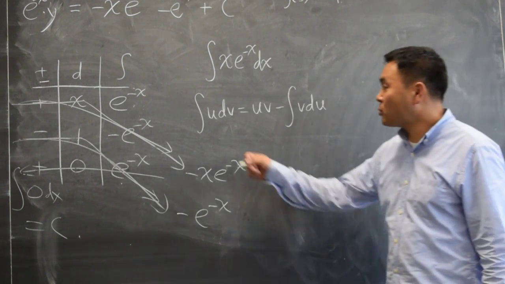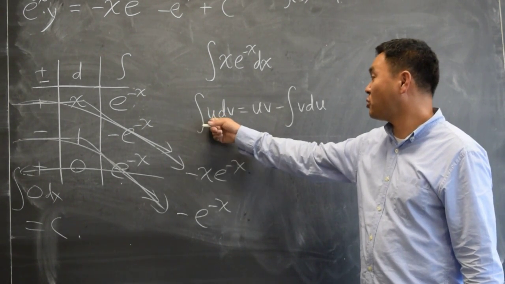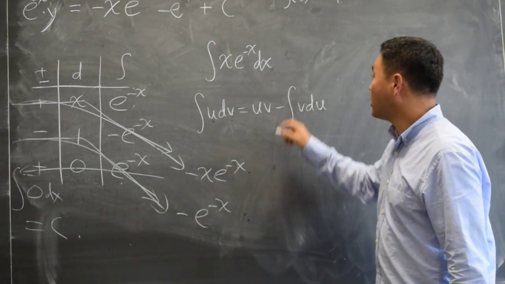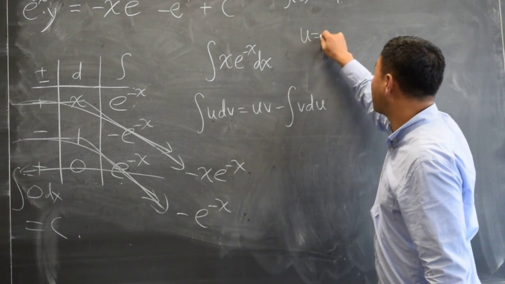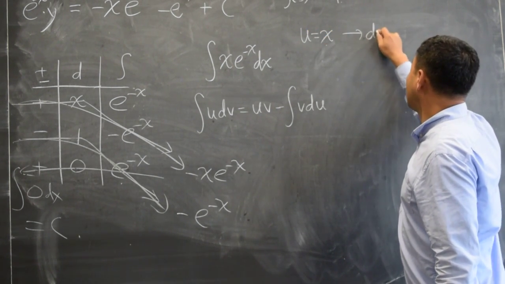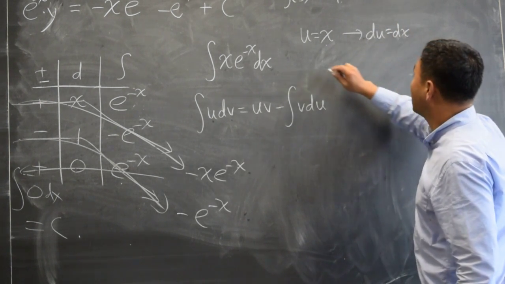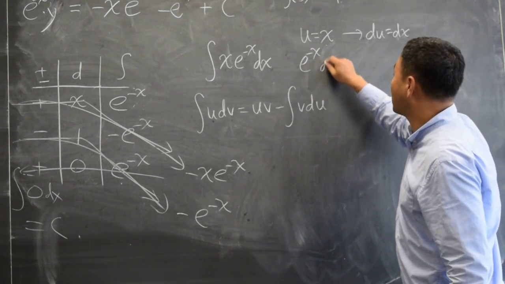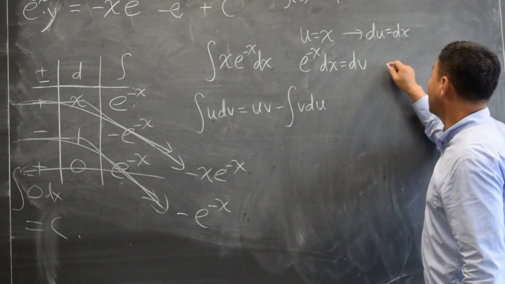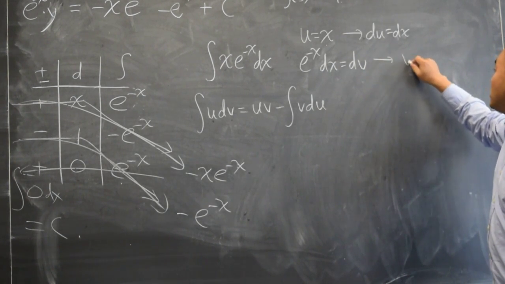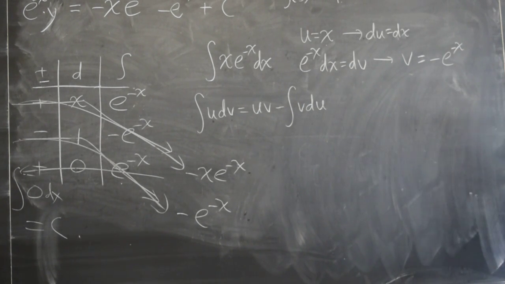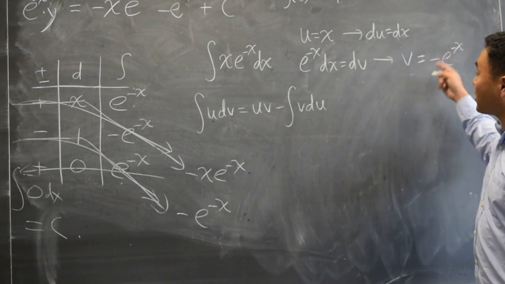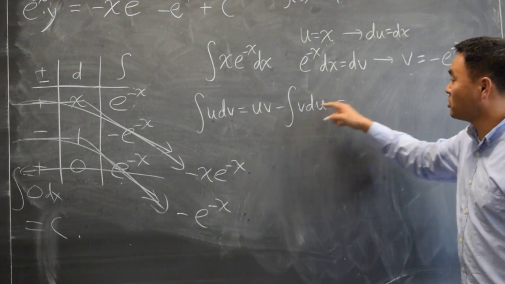So you have to pick something for u and something for dv, and in this case, you want to differentiate x, so you put u as x, so that du is dx, and you want to put e to the negative x dx as dv, so that you get v as the integral of this, which is negative e to the negative x. And then once you find out these counterparts, you can use this formula.